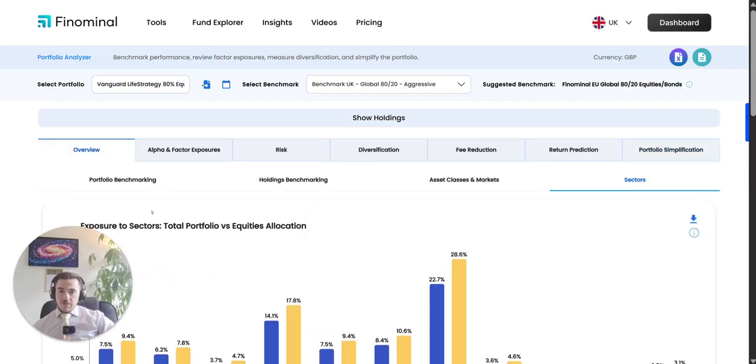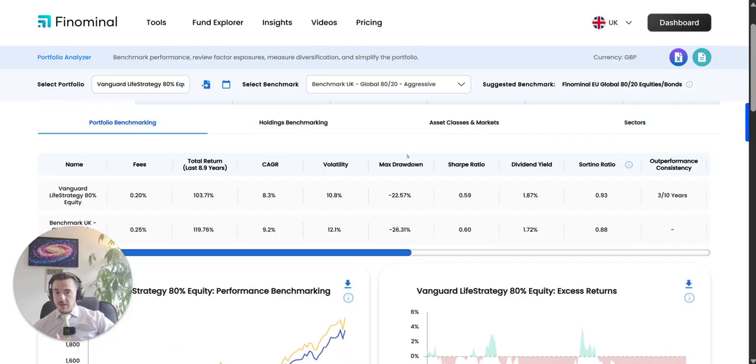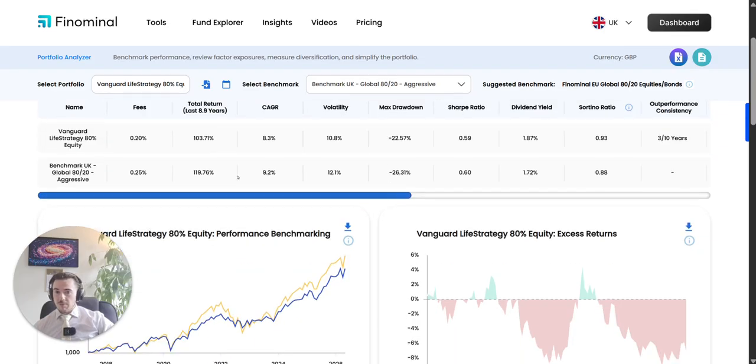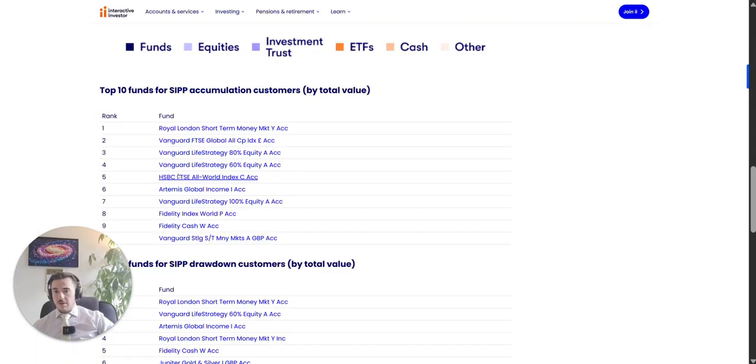So overall, my analysis and conclusion for this particular portfolio is positive. It's certainly cheap, 0.2%. It's delivered good returns with good drawdown protection. It's quite comparable to that of the benchmark. Slightly less of a CAGR, but again, we've seen better drawdown protection, and it's done it at a cheaper fee. So it is no surprise why we see that as being the third highest held fund for SIPP accumulation customers by total value, according to Interactive Investor.